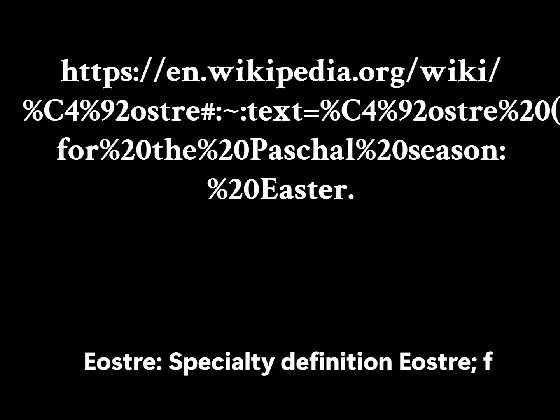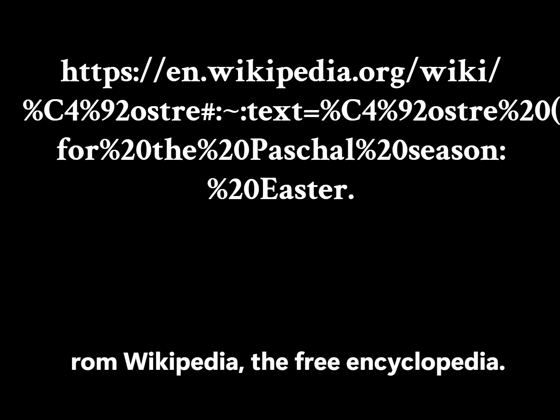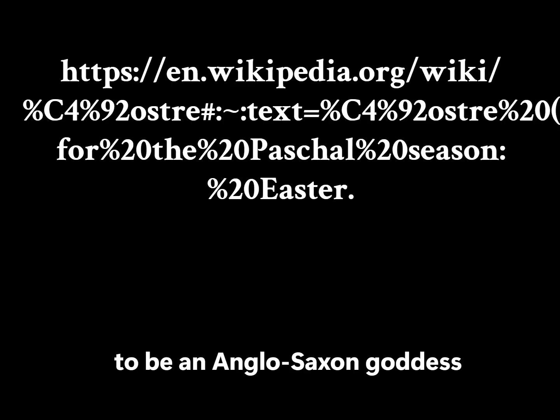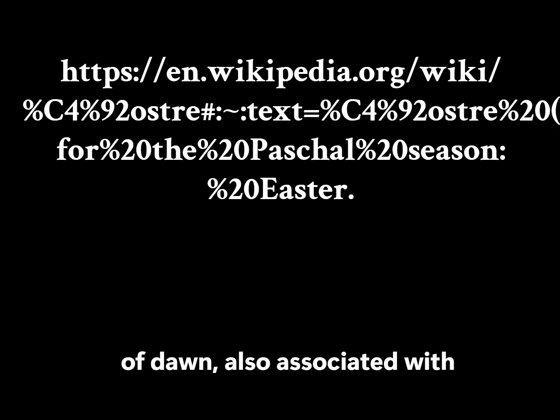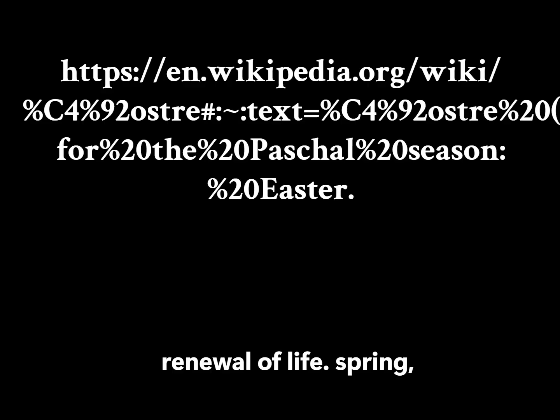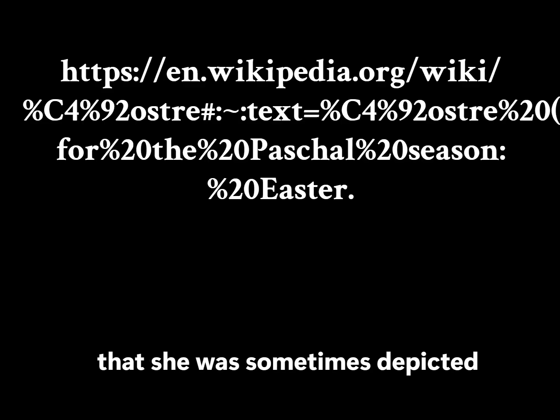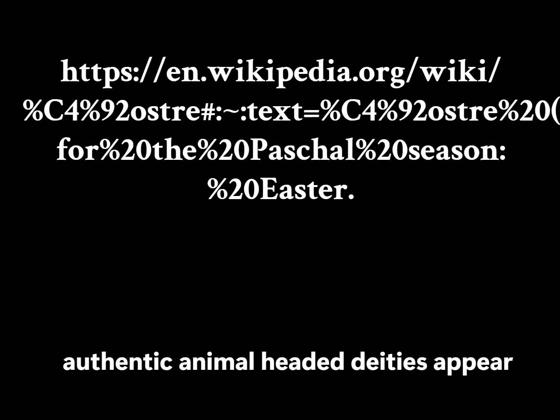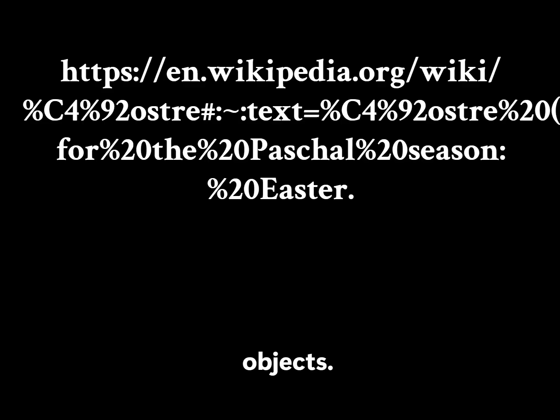More information on the origin of Easter follows. Eos Tre, specialty definition. Eos Tre, from Wikipedia, the free encyclopedia. Eos Tre is generally said to be an Anglo-Saxon goddess of dawn, also associated with various aspects related to the renewal of life, spring, fertility and the hare, to wit, quick and numerous reproduction. Though it has been said that she was sometimes depicted with a hare's head, no authentic animal-headed deities appear in Germanic or Celtic cult objects.